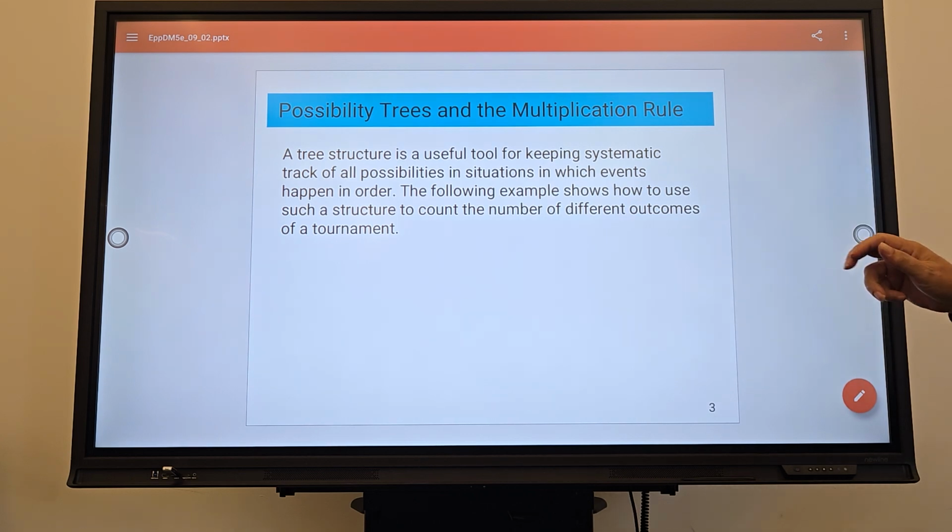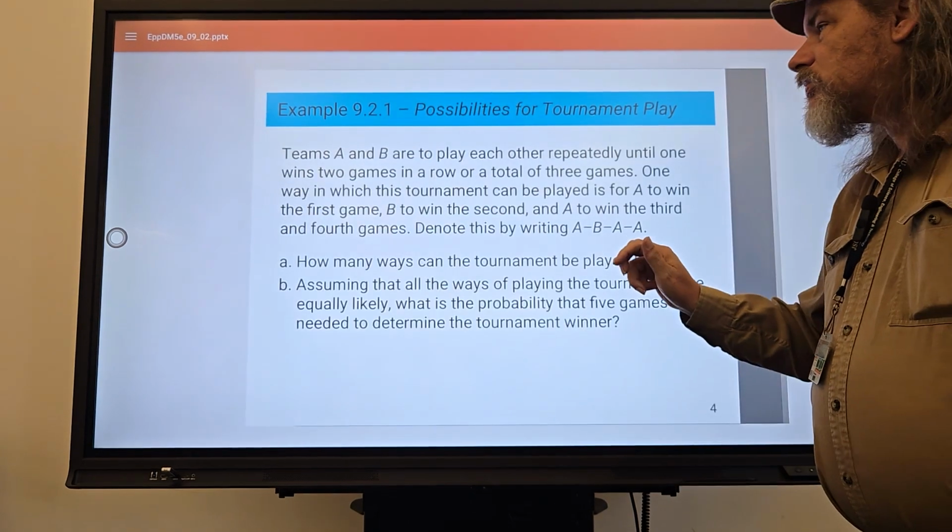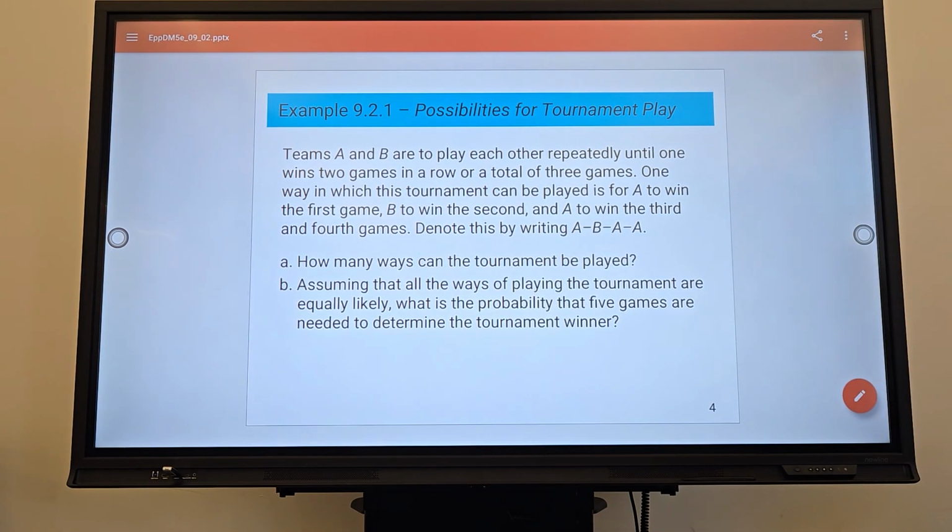a tournament. Now, the tournament consists of teams A and B. They're to play each other repeatedly until one wins 2 games in a row or a total of 3 games. One way in which this tournament can be played out is for A to win the first game, B to win the second, and A to win the third and fourth games. Using that notation there, how many ways can the tournament be played?